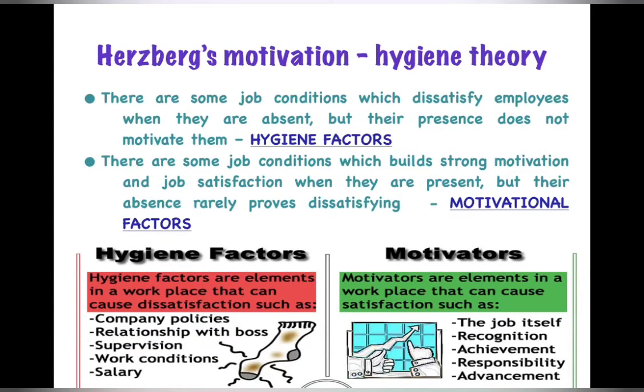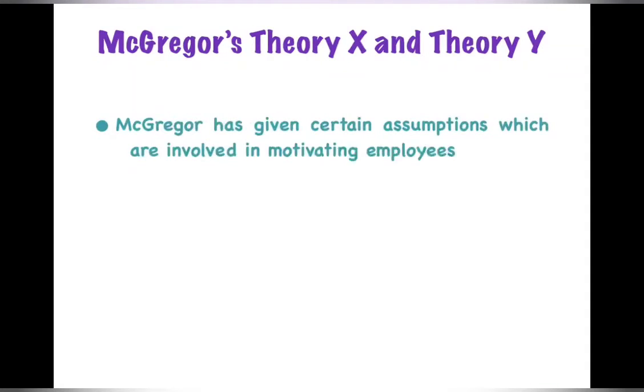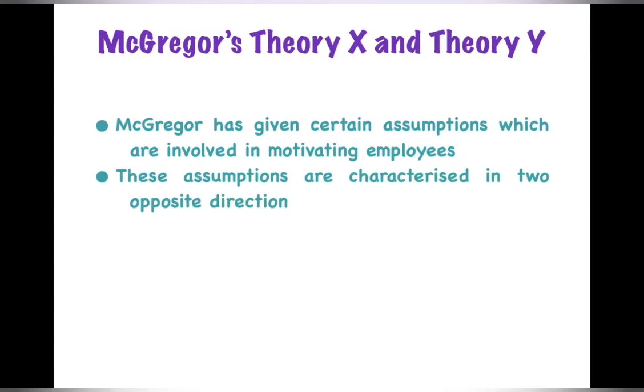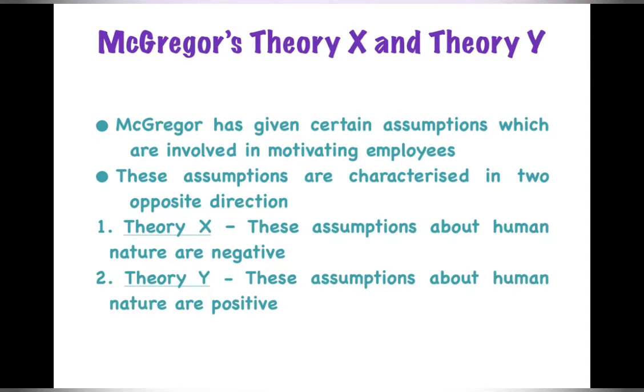Okay, so now let's move on to another theory. It was given by McGregor, and it is known as McGregor's Theory X and Theory Y. McGregor has given certain assumptions which are involved in motivating employees. These assumptions are characterized in 2 opposite directions. First is Theory X. These assumptions about human nature are negative. Then Theory Y. These assumptions about human nature are positive.